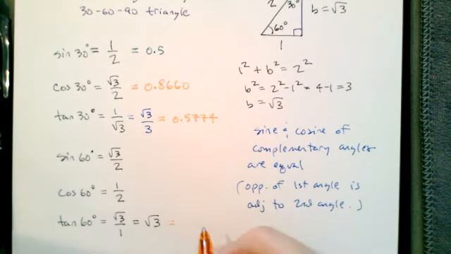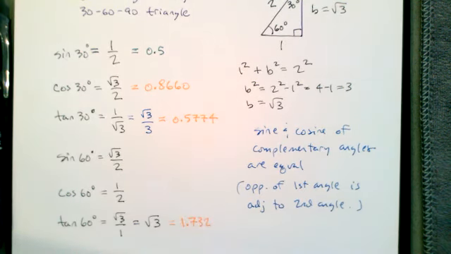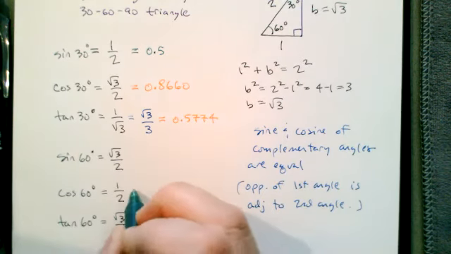We should recognize the square root of 3 as 1.732, we'll call it. Any questions?